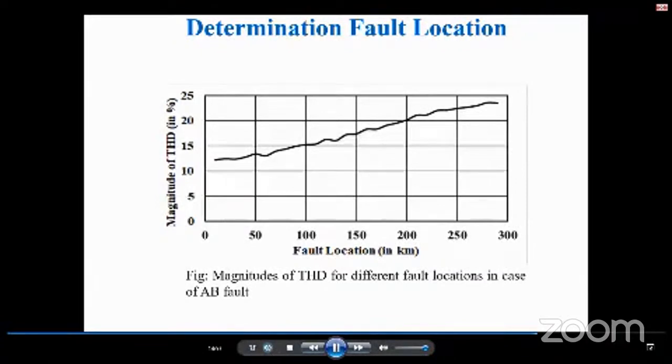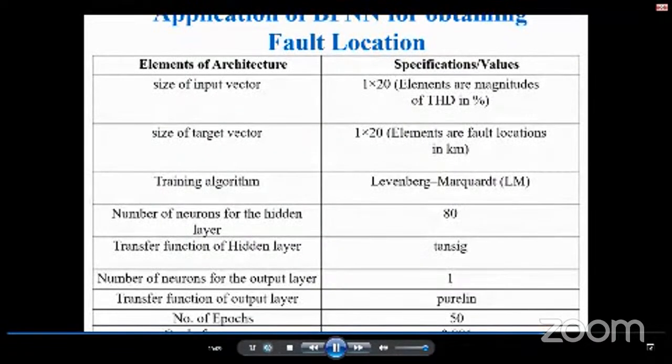So obviously an artificial neural network has been applied, in which the backpropagation algorithm has been chosen to obtain the fault location, with the THD values used as the input parameters. The architecture of the backpropagation neural network has been given over here, showing the size of the input vector and the size of the target vector. Actually 20 features have been used for training. The Levenberg-Marquardt algorithm works very efficiently in function approximation problems.